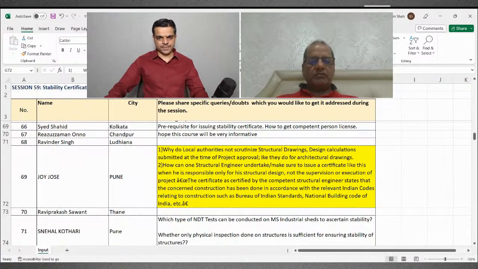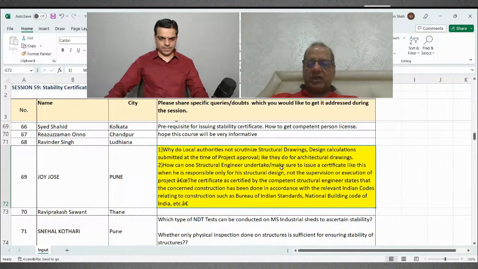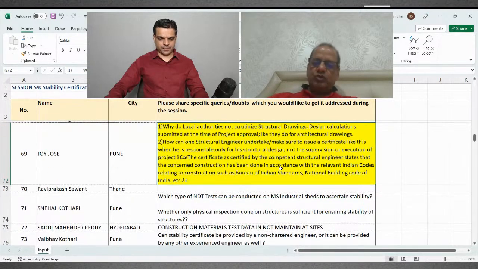Very simple. How can one structural engineer make sure to issue a certificate like this when he is responsible only for his structural design? Yes, correct. So I'm very clearly saying no, don't issue a supervision certificate. Only issue the structural design certificate.